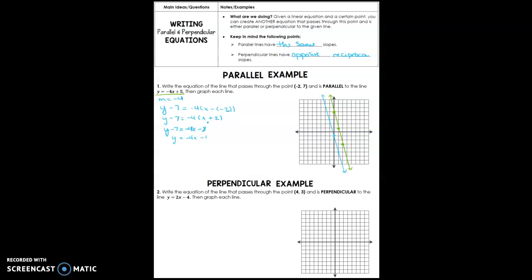Alright, so now what I want you to do is again pause the video and see if you can find the equation of the line that passes through the point 4, 3 and is perpendicular to the line y equals 2x minus 4. So graph y equals 2x minus 4 first, and then think about what your slope would be if it is perpendicular.